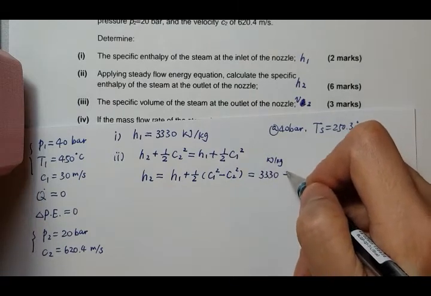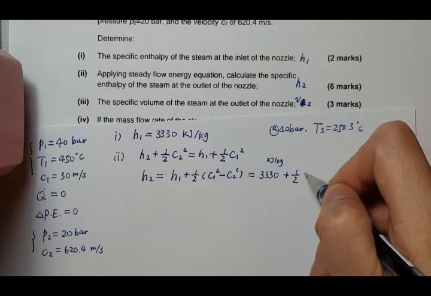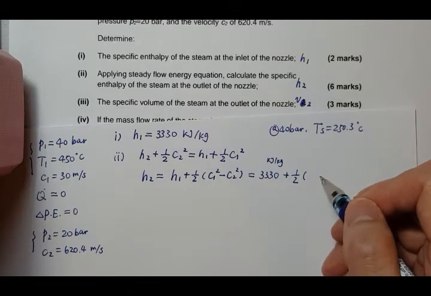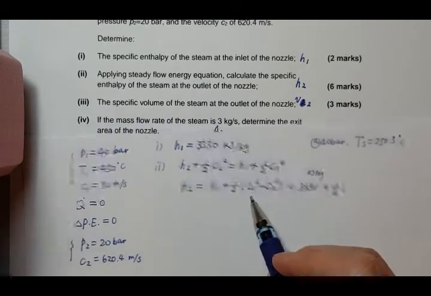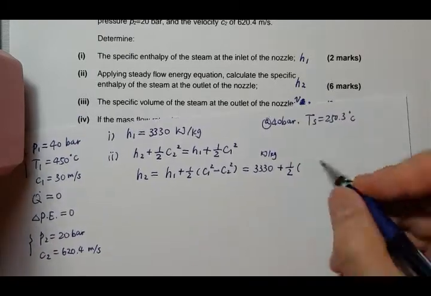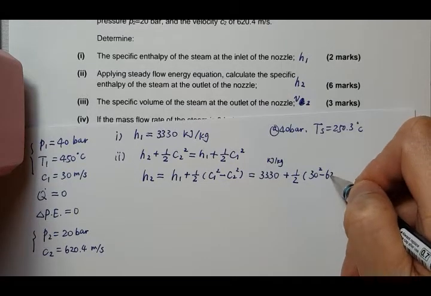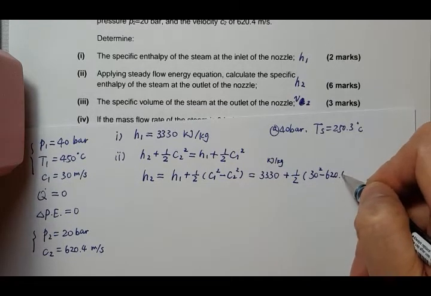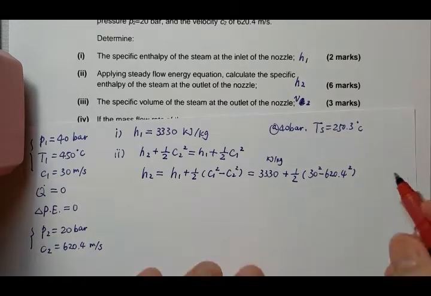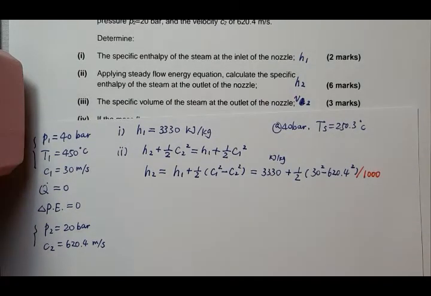Now we have done quite a lot of practice on the unit problem here, so you need to remember that you need to make the units of these two terms consistent. So C1 is here, and C2 is here. So we can use 30 squared minus 620.4 squared, and then we need to divide it by 1000, as I already explained in the previous question.